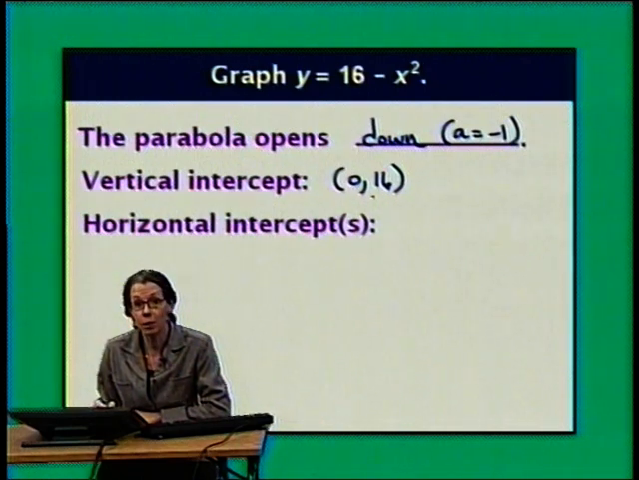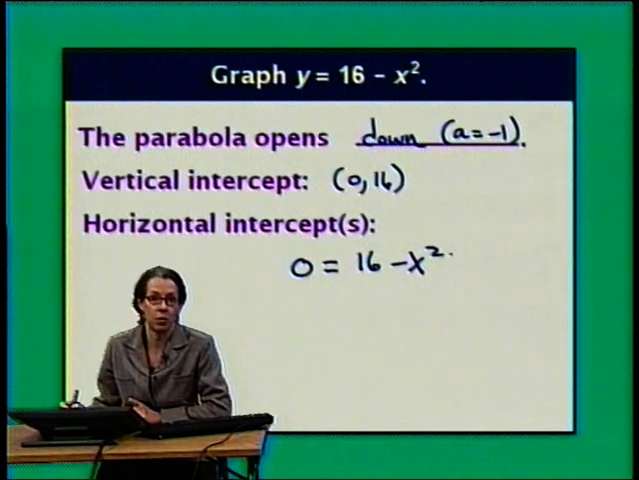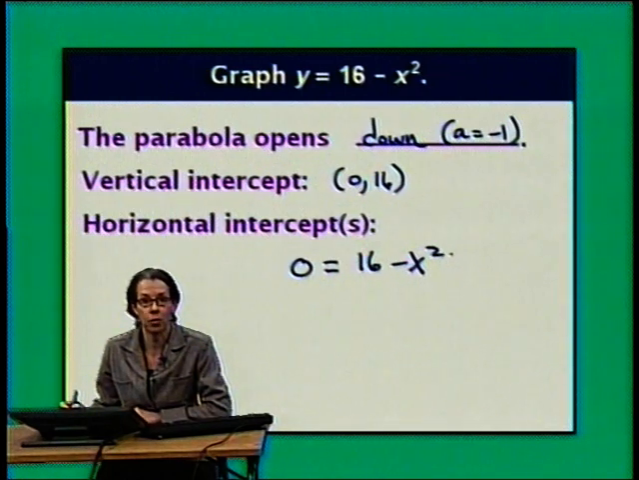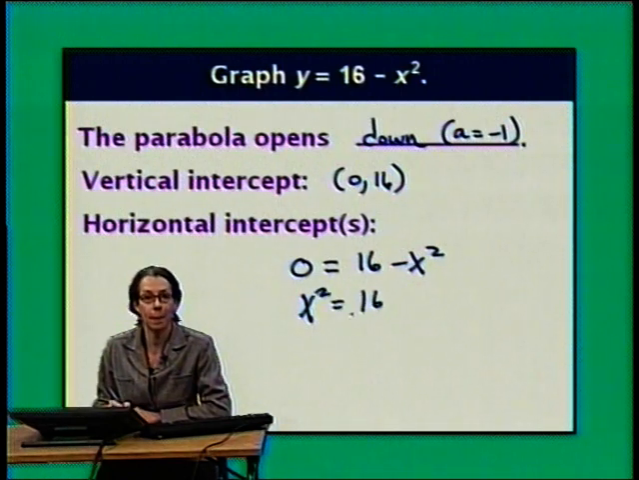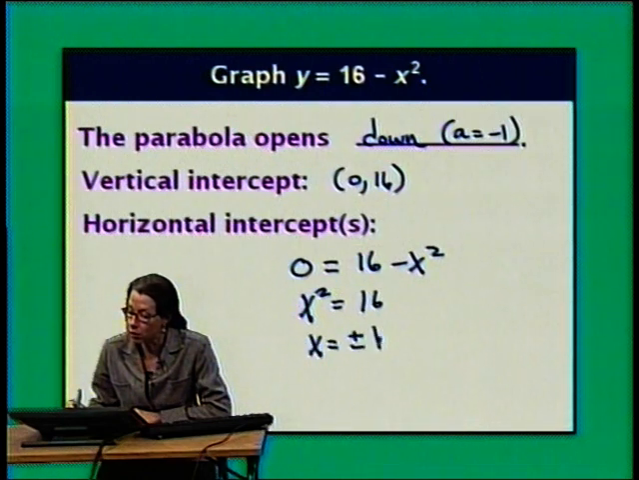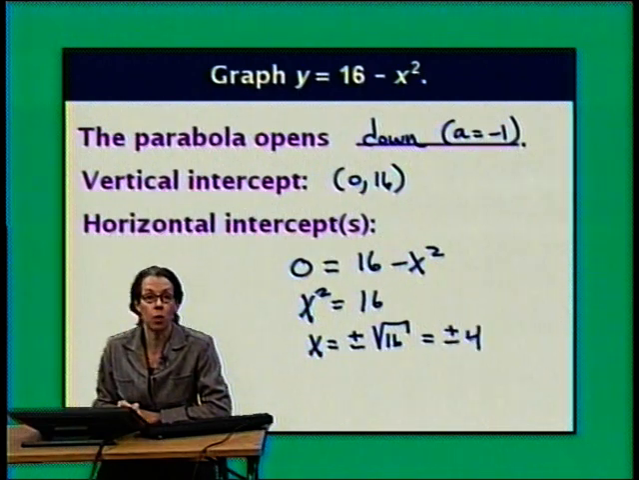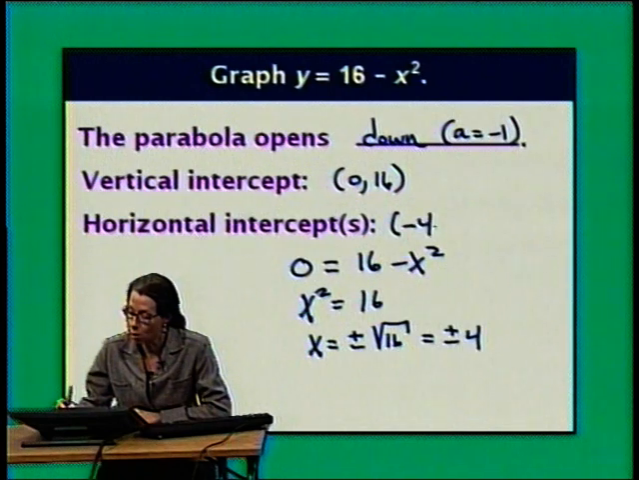How about the horizontal intercepts? I have to work a little bit harder to find the horizontal intercepts. I'm going to need to solve the equation 0 equals 16 minus x squared. I'm setting y equals 0 and solving for x. Adding x squared to both sides, I get x squared equals 16. And using the square root property, I get x equals plus or minus the square root of 16, which is plus or minus 4. So this particular parabola has two horizontal intercepts, one at (-4, 0), and one at (4, 0).